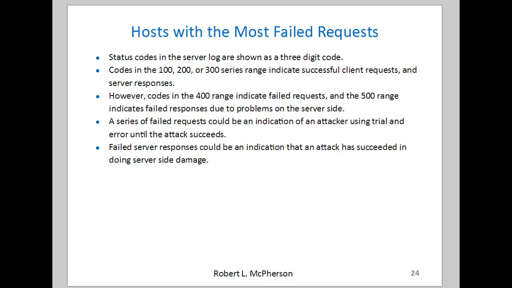Hosts with the most failed requests aren't necessarily attackers, but they can serve as a starting point for further investigation. Codes in the 100, 200, or 300 series range in the status field of a log file indicate successes. Codes in the 400 to 500 range are failures.